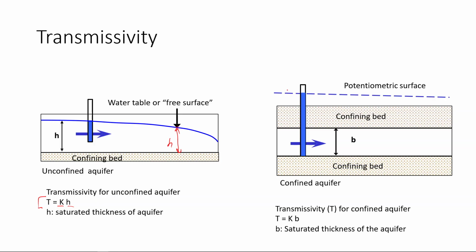Versus here, if I start pumping, this B will not change. What will change is the water level here. Let's say I made another well here and I start pumping, this water level changes, but B here will be constant. It will not change. So transmissivity for a confined aquifer would be K times B, and this B is the saturated thickness.